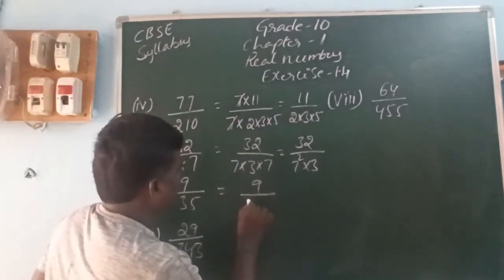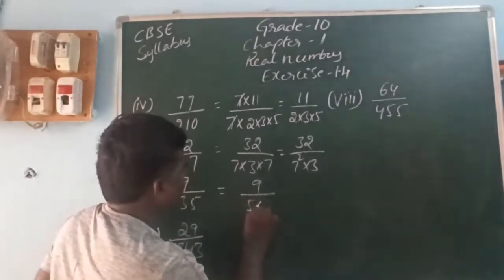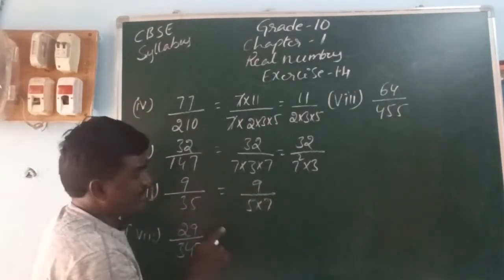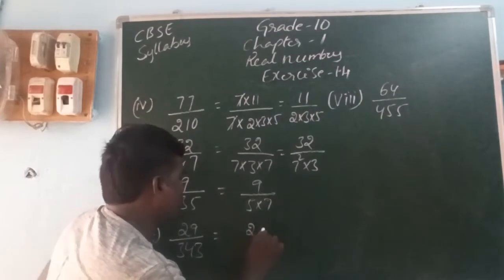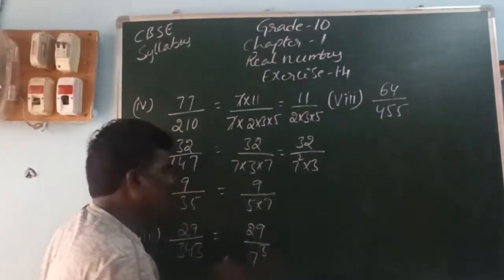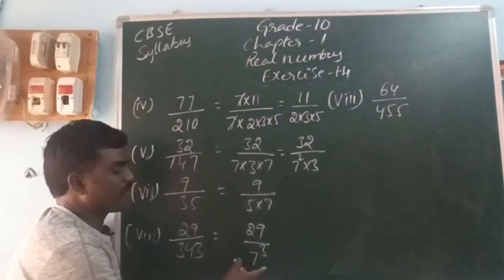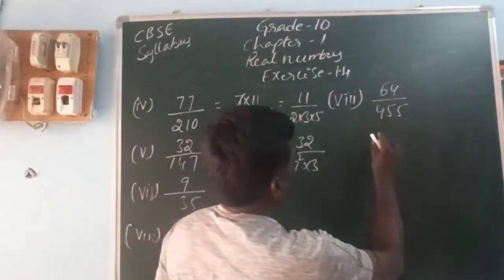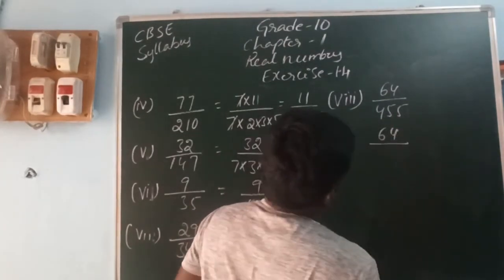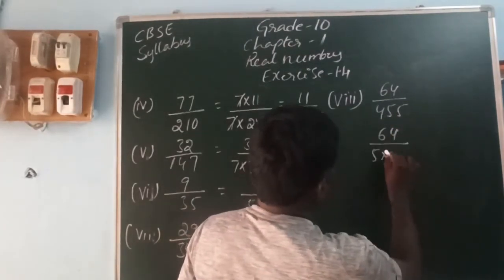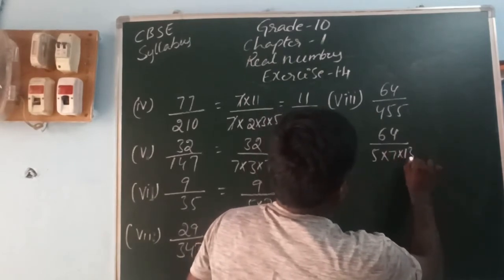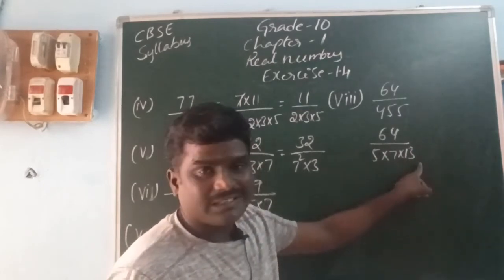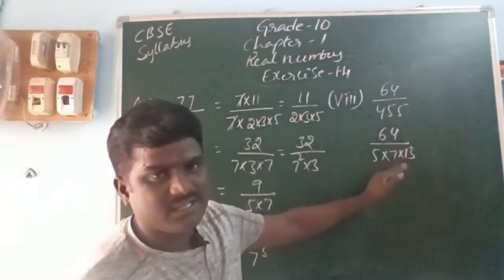Next, 9 by 35. 35 you can write as 5 into 7. Here there is a power of 5 with a power of 7, so it is a non-terminating repeating decimal. Next, 27 by 343, we can write 343 as 7 cube. So here the denominator is other than a power of 2 and a power of 5. Therefore it is a non-terminating repeating decimal. Next, 64 by 455, that is 5 into 7 into 13. So the denominator has factors other than powers of 2 and 5, namely 7 and 13. Therefore it is a non-terminating repeating decimal.